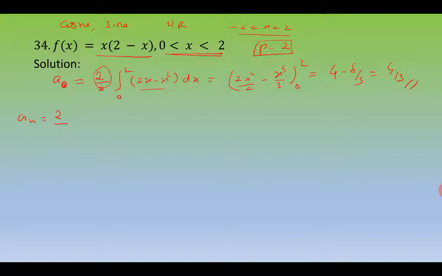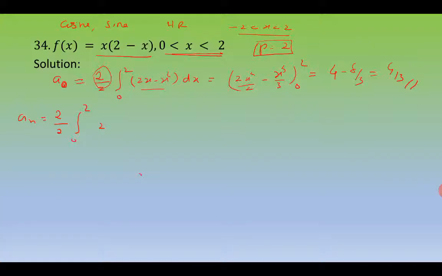Similarly, 2 over p, p is 2, from 0 to p. So a_n is 2 over 2, integral from 0 to 2 of f of x, which is 2x minus x square, times cosine n pi x over 2 dx. So use integration by parts.